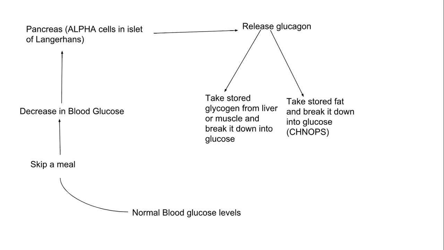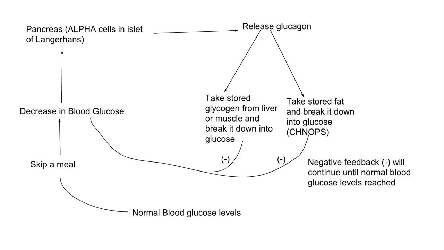Remember, glucose in our blood draws water into our blood vessels, which helps maintain a normal blood pressure. And so that's why you feel faint if you haven't eaten for a while, is your blood pressure starts to decrease. So glucagon's job is to take glucose out of our cells and put it back into our bloodstream. Again, if it happens and there's still not enough glucose in our system, then the negative feedback loop will occur. This occurs again until normal blood glucose levels are reached, and then we are back in homeostasis.